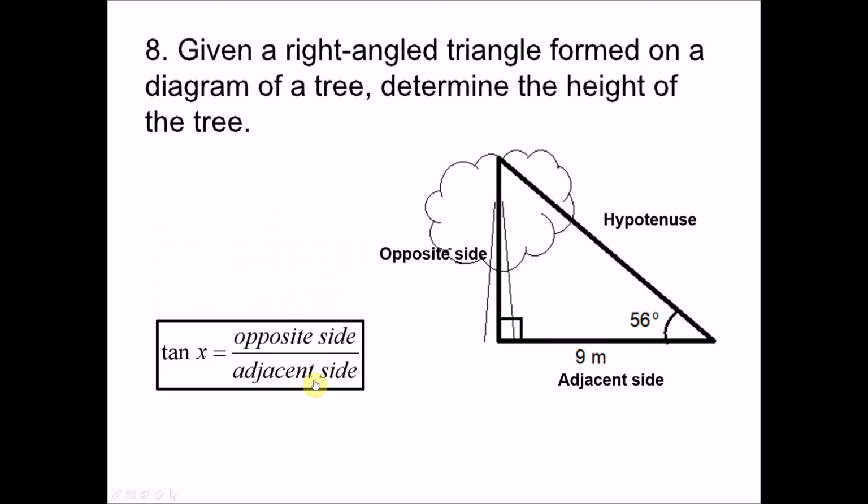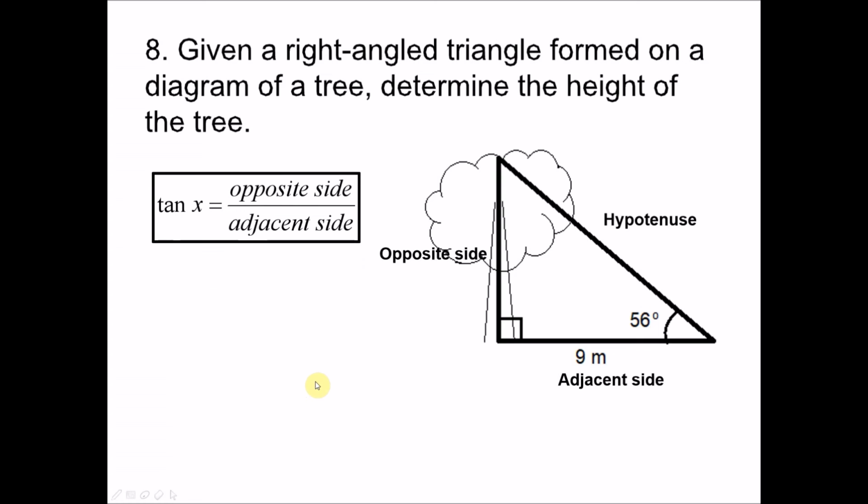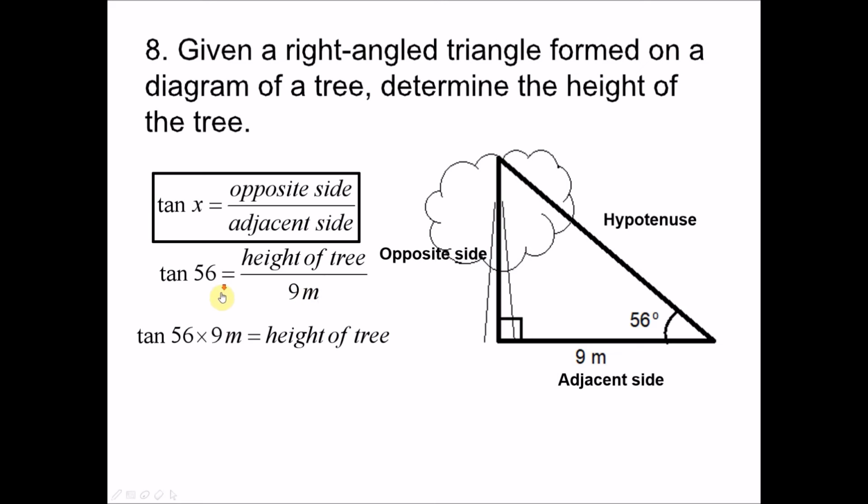So we just take tangent x. So tangent x, x is the reference angle, which is 56. Opposite side is the height of the tree. Adjacent side is 9 meters. So we fill in the values. Tangent 56 equals height of tree over 9. We move the 9 here. You have tangent 56 times 9. And key this in the calculator. You can find that the height of the tree is 13.34 meters.